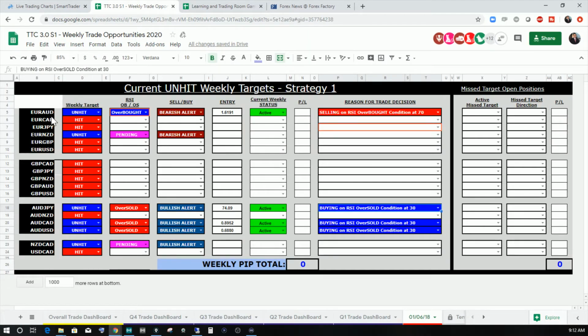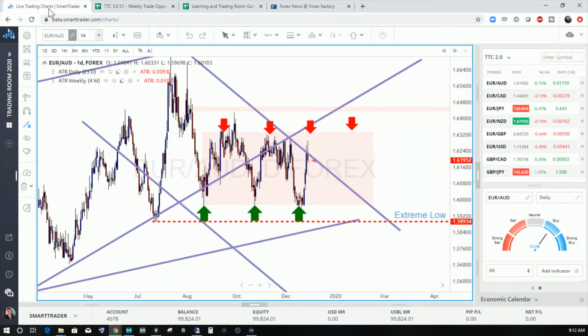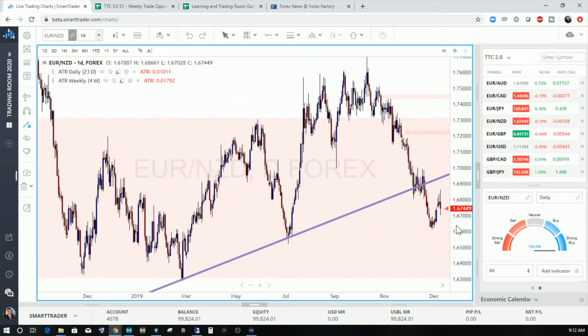All right, so that's the Euro Aussie. Now, let's take a look at Euro New Zealand dollar. We haven't seen anything fire off on the trading account here. Let's go ahead and take a look and see what's going on with the Euro New Zealand dollar.